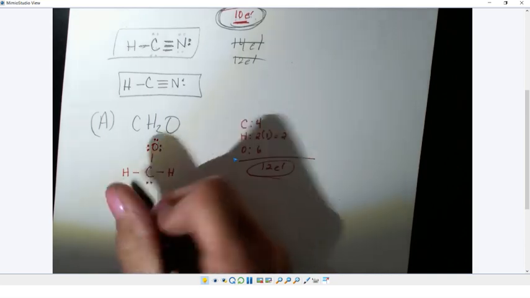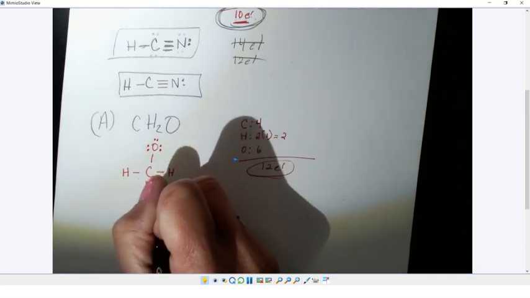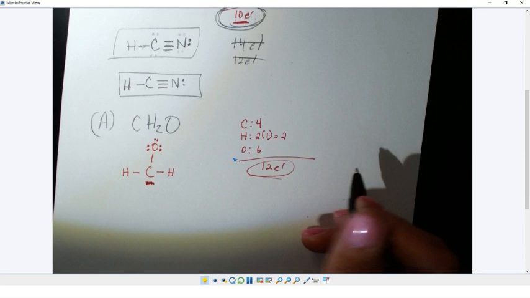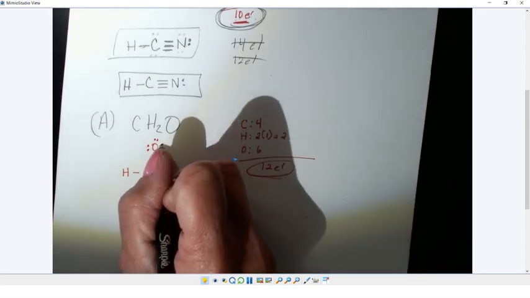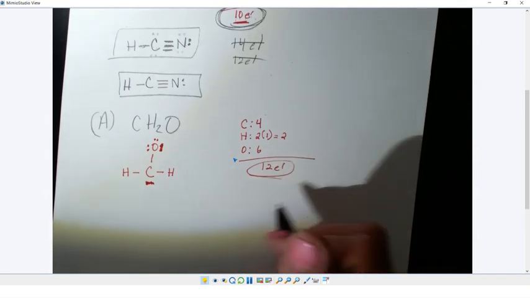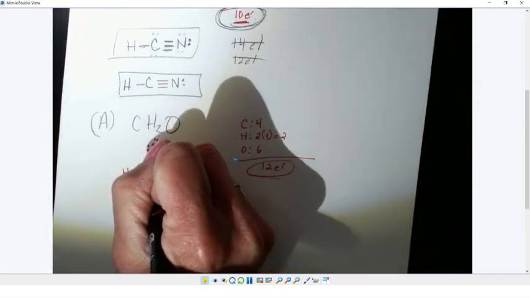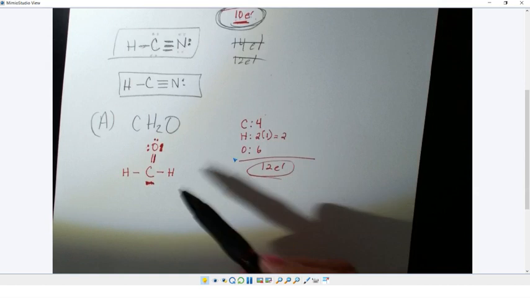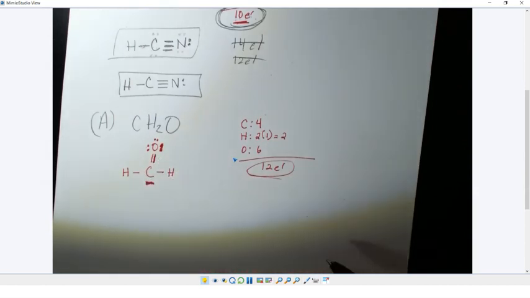So I have to get rid of 1 pair of electrons on my central atom, and I'm going to have to get 1 pair of electrons off of my oxygen. I should have used that crappy pencil again. This is the only place I can make the double bond. I can never make a double bond here.